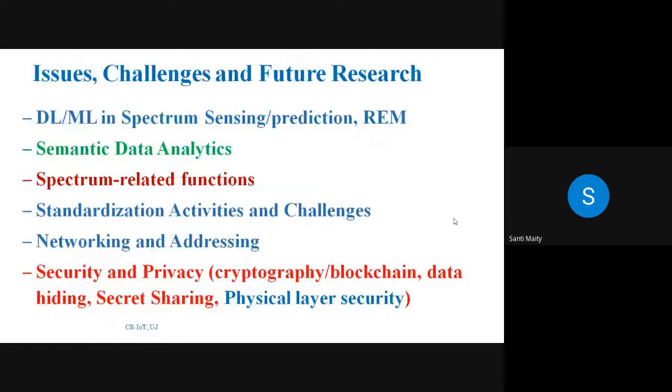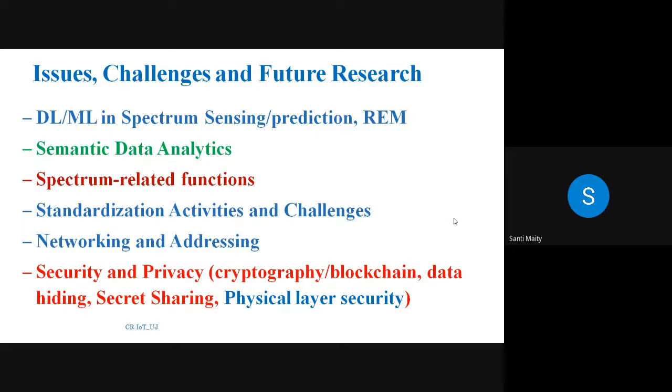So DLL, machine learning is spectral sensing and prediction, as I already said, radio environment mapping, semantic data analysis, and spectrum related functions. Another important issue is standardization. Different regulatory bodies are working on standardization of IoT networks, and at the same time it is the time to look for the standardization of CR-IoT.